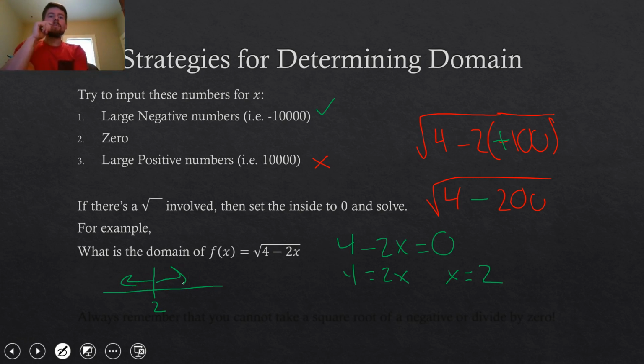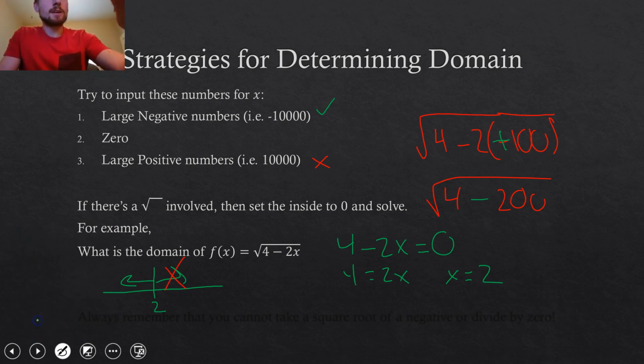And so hopefully you recognize that you want to go to the left, because remember, we can plug large negative numbers in, right? So we can plug negative 10,000, we could plug negative 100 in. So we want numbers that are smaller than 2. If we tried to plug in 3, you'll see it won't work, right? So we don't want those.